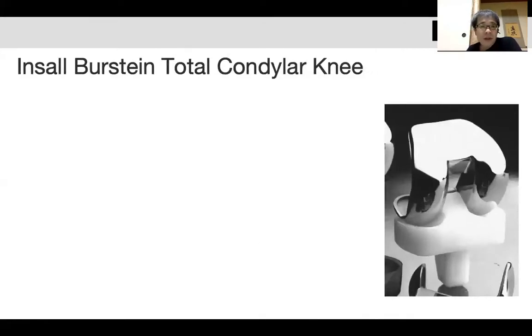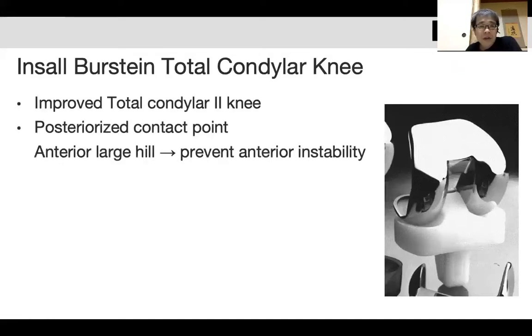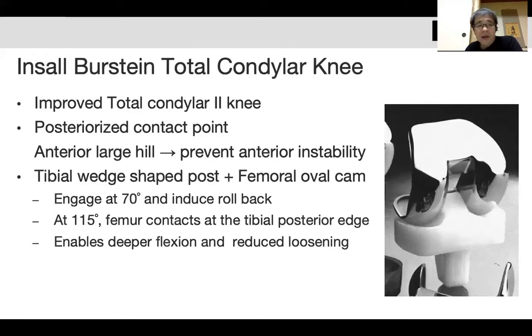So this is the very famous Insall-Burstein total knee. It is a kind of PS knee. It has a post and cam and a very high groove. So the contact point is posterior. And the anterior large lip prevents anterior instability. And with the wide cam and post, this post-and-cam mechanism induces rollback motion during deep flexion.